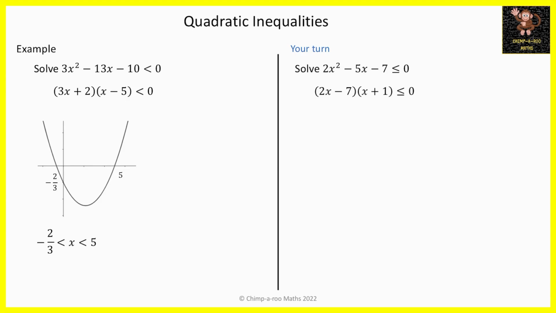Factorise: (2x minus 7)(x plus 1) less than or equal to 0. Sketching that, we get minus 1 and 7 over 2, or 3.5 if you prefer. I prefer fractions, they're exact. And then we can see less than 0 is between the two values, but also equal to them because we want it when it's equal to 0 as well. So it's minus 1 less than or equal to x less than or equal to 7 over 2.